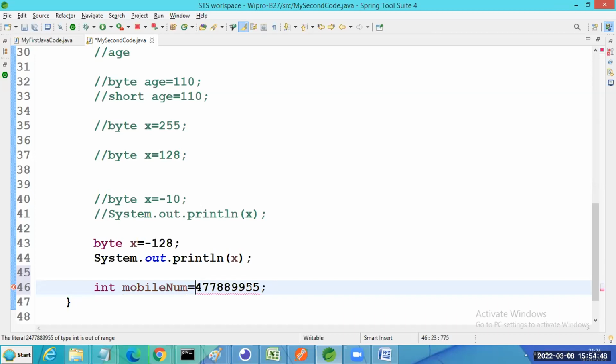Yes. It can store a 10-digit number, but not starting with 9. Can integer store a 10-digit number starting with 9? No, sir. It goes beyond its capacity. So based on what you are storing, you have to take the variable.